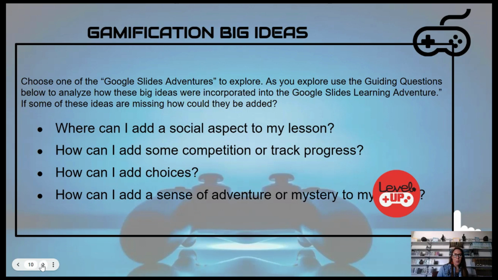So in just a moment, you're going to get to choose one of 3 adventures, and you're going to take on the role of a student. As you go through the Google Slides adventure that you choose, I want you to think about these guiding questions. Where is there an element of social aspect inside the Google Slides adventure? Where is there an element of competition or ability to track progress? Are there elements of choices? And is there an element of a sense of adventure or a mystery?